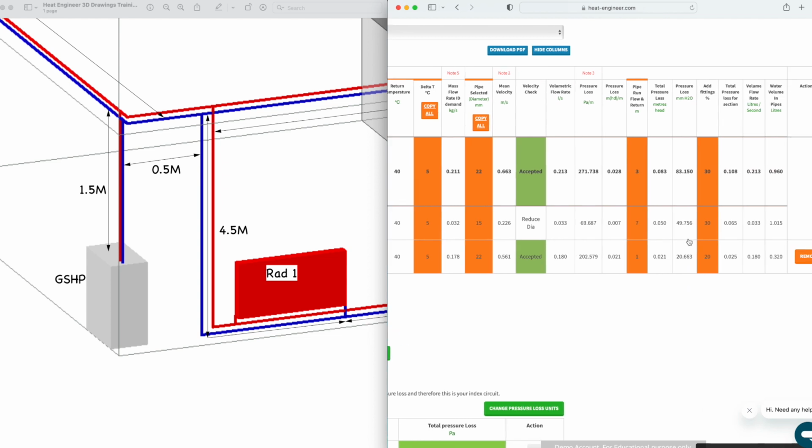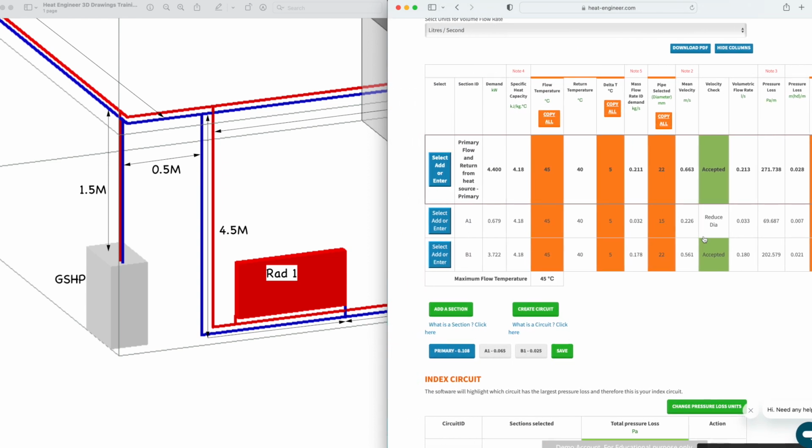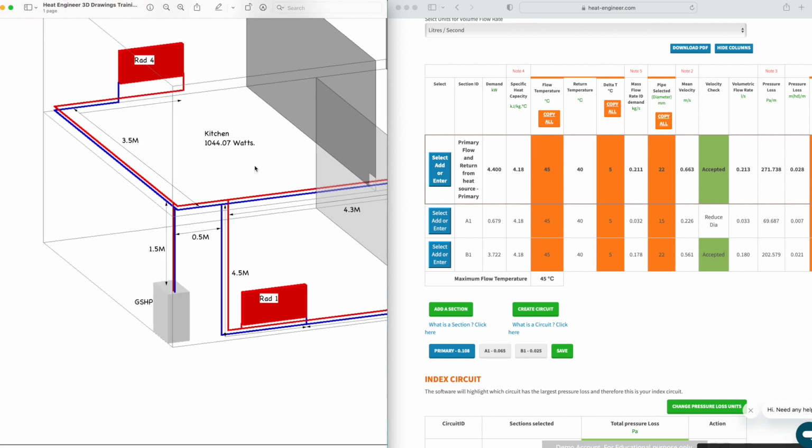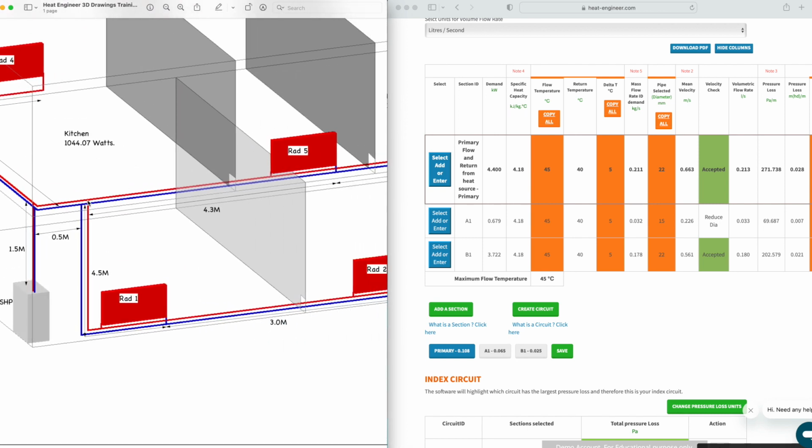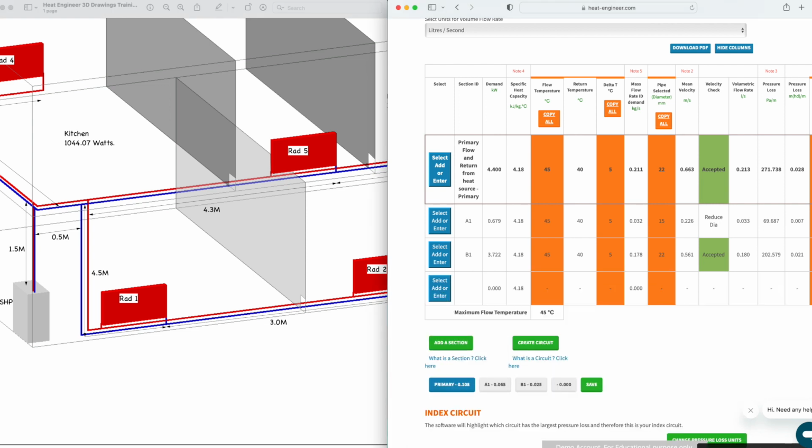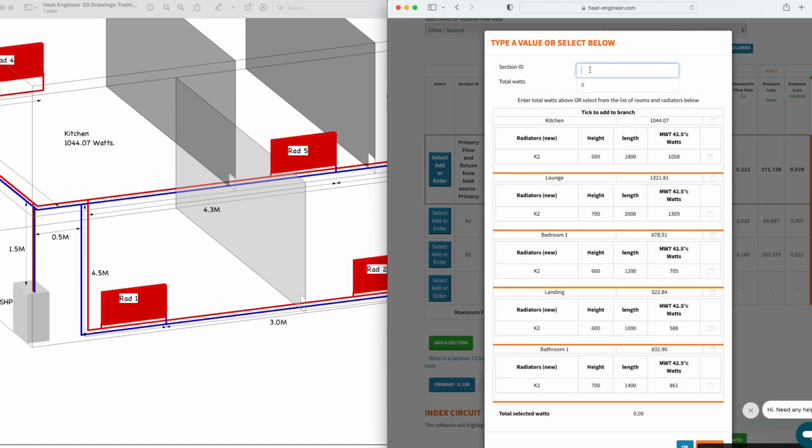And then there's that section done. We can then add another section, which in B is going to be this section from T1 out to rad 5. And you can see it's 4.3 meters long. So we add a section down here, and if we had that one as B1, we're going to call this one B2. So we click on that and we say B2.